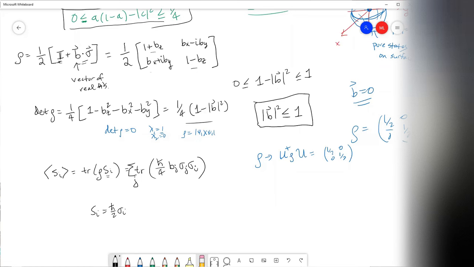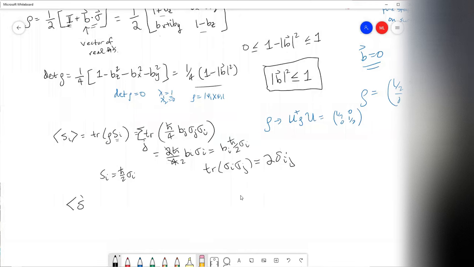Now you can use a property of the Pauli matrices, that the trace of sigma_i sigma_j is equal to 2 delta_ij. So this becomes 2ħ over 4 b_i sigma_i, and the 2's cancel, so you just get ħ over 2 sigma_i b_i. So ħ sigma_i is that component of S. The b_i tell you the magnitude of the spin along the i direction.